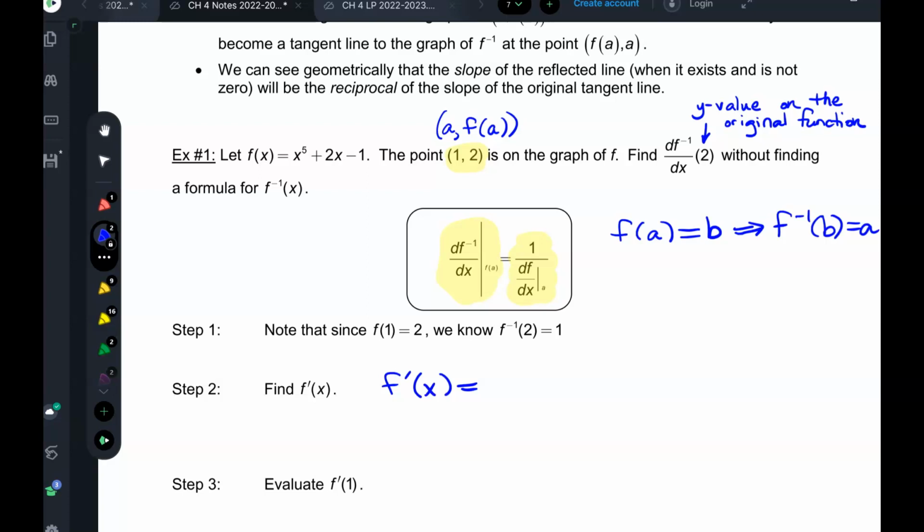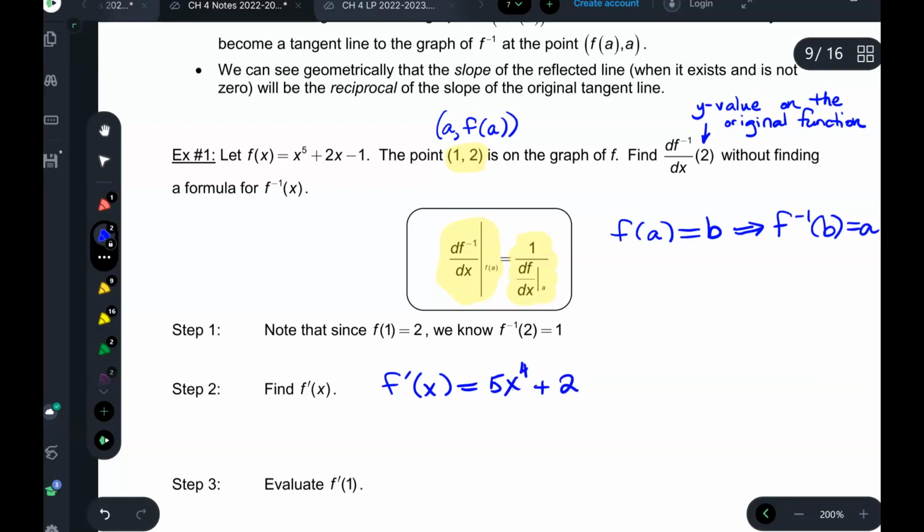the derivative of that function. So that's just easy. There's no chain rule or anything, just 5x to the 4th plus 2.